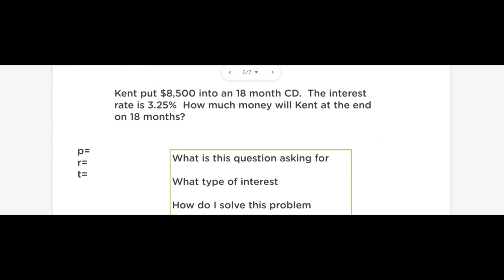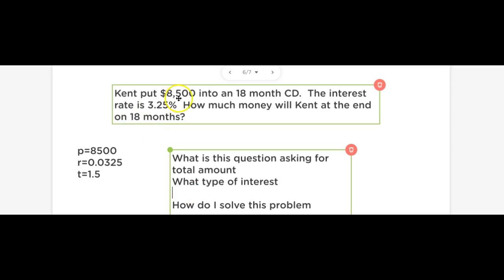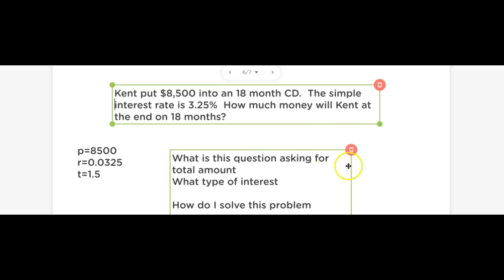This is still moving with me, and I don't need it to. So my principal is 8500. My rate here is 0.0325, and then the time is 1.5 years. Okay, what is this question asking for? Total amount. What type of interest? Simple. I did it again. I didn't put simple right here. My apologies, guys.